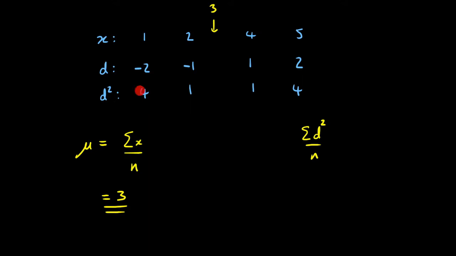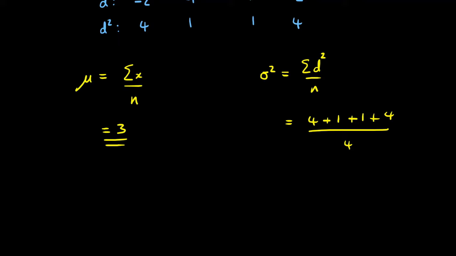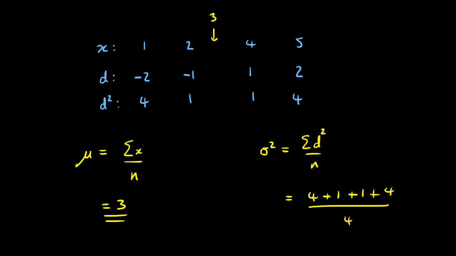In other words, we're going to add up all of these values here and then divide through by the number of values, 4. Now that is what we refer to as the variance. The variance is the mean of the distance squareds. So in this particular case, I get 4 plus 1 plus 1 plus 4, all divided through by 4, which is 10 upon 4, and that's 5 upon 2. So the variance of our data is 5 upon 2.